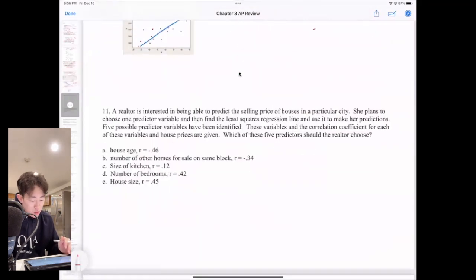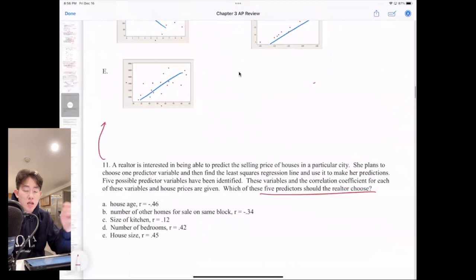Number 11, which of these five predictors should the realtor use? So we are trying to make the R value as big as possible. 10 and 11 kind of go hand in hand together, whereas 10 says pick the one that's farthest away from 0. You're also going to be doing the same thing for 11, because the one that's farthest away from 0 is the one that you would like to use to measure, and that has the strongest correlation, strongest relationship.